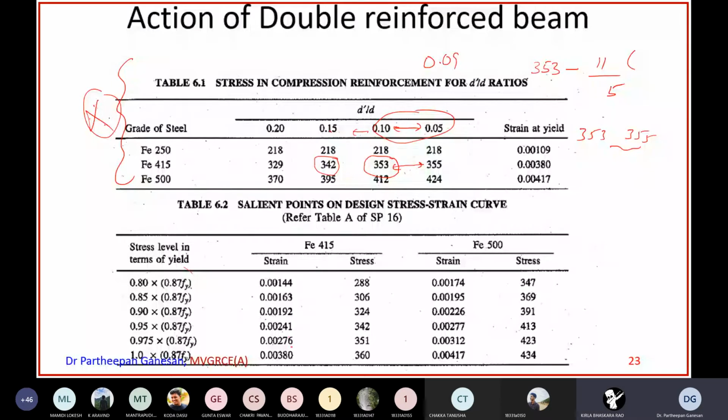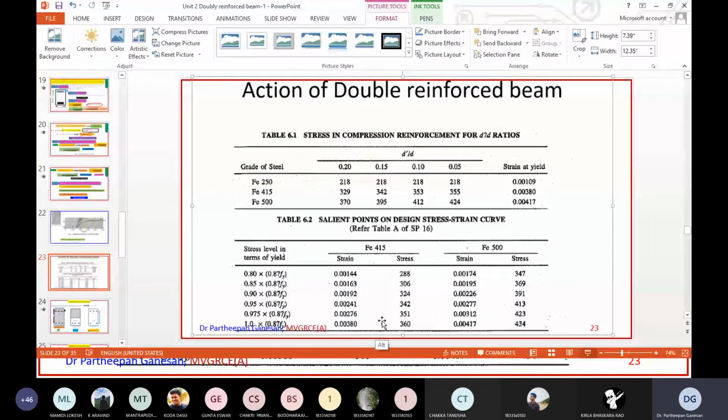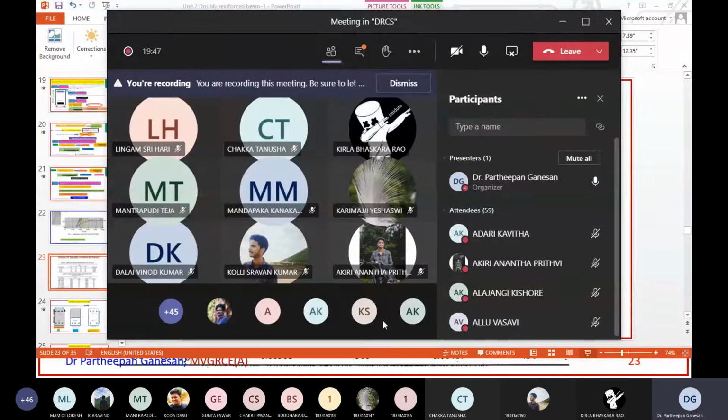But you can use this one. For example, if your strain you got is 0.00284 or something like that, it will be slightly more than 351. That's the point. Any other doubt? Anybody having? Anybody else have any doubt?